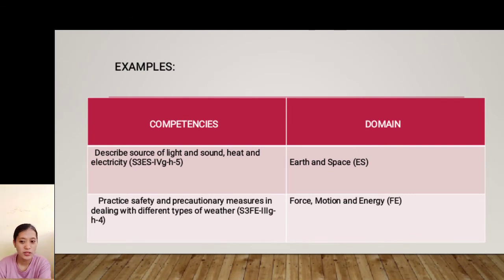The examples. Competences. The domain. So the competences first is describe sources of light and sounds, heat and electricity. So the domain is the earth and space. The second is practice safety and precautionary measures in dealing with different types of weather. So the domain is the force, motion, and energy, or FE.